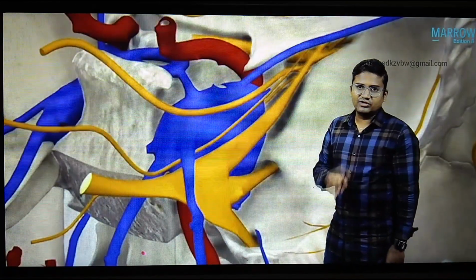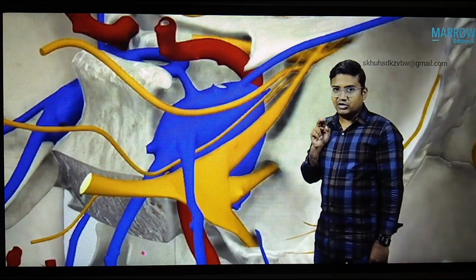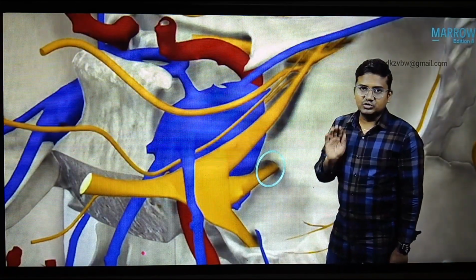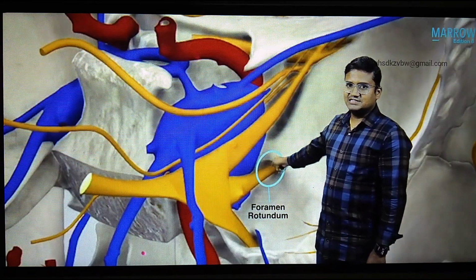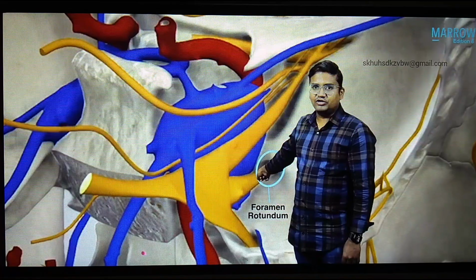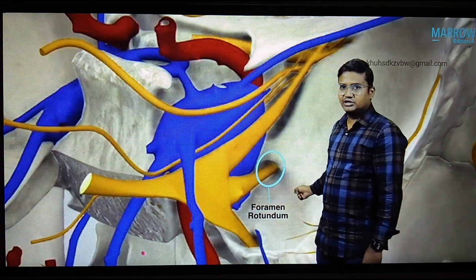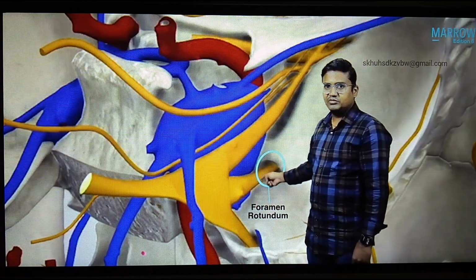And we're going to see the foramen, our foramen rotundum, the round foramen through which the maxillary nerve is passing. See there? That is the foramen rotundum, the round foramen we are seeing there. Foramen rotundum.